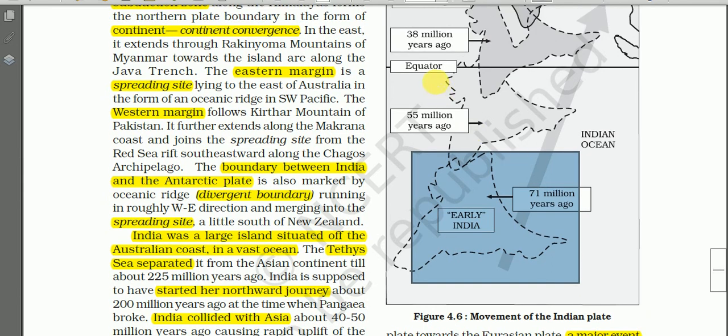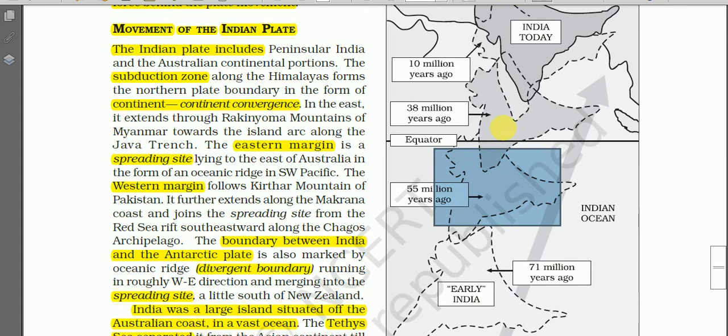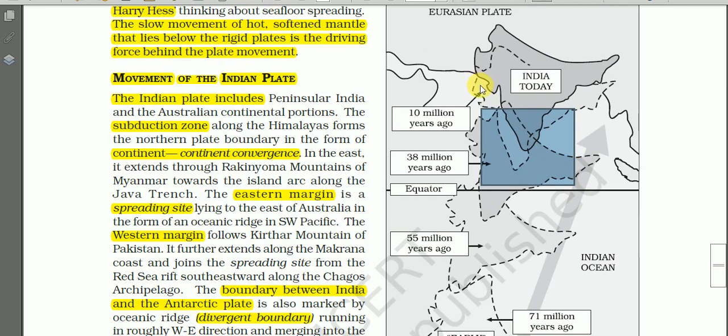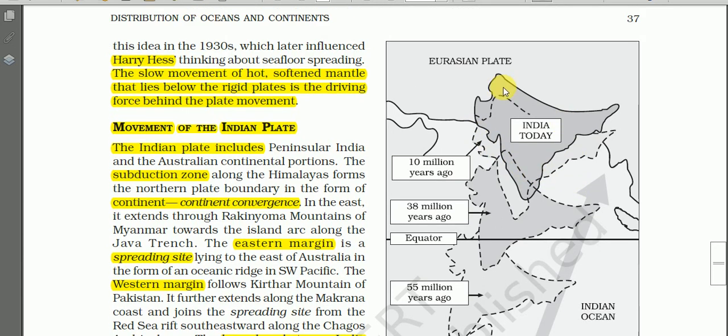Then by 55 million years ago, India is going to cross the equator. Then 38 million years ago, India has almost crossed the equator. Then 10 million years before present, this is the position of India, and the last one is India today. Between 40 to 50 million years before present, the collision of the Eurasian plate and the Indian plate started, and because of that collision the Himalayan mountains were formed, during the Tertiary period.